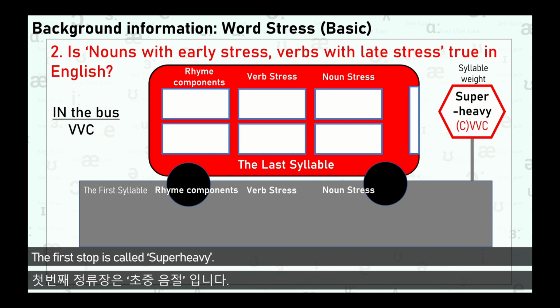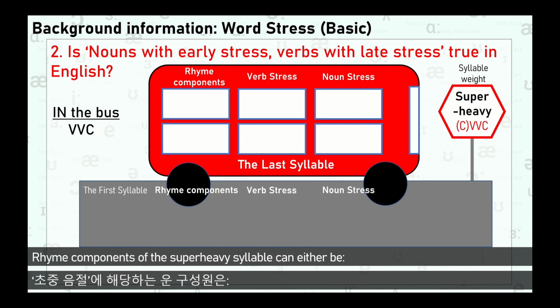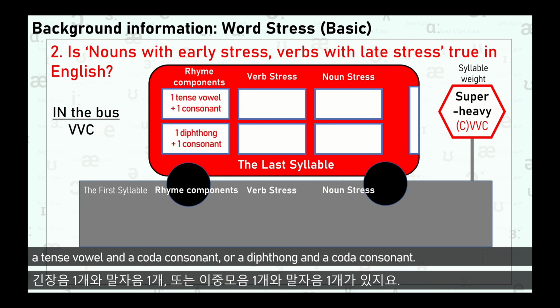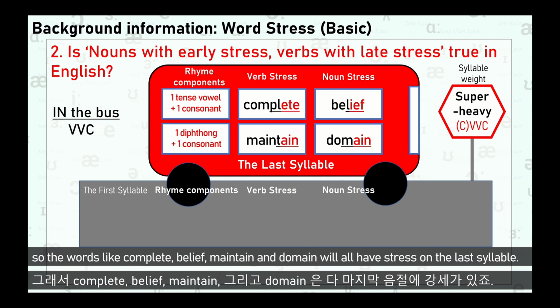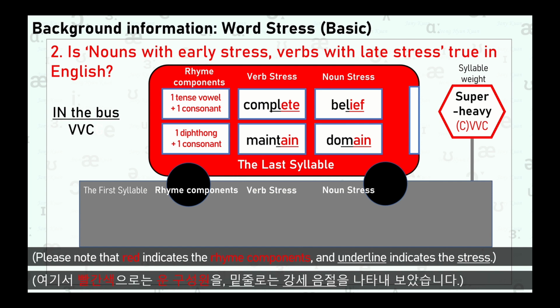The first stop is called super heavy. Rhyme components of the super heavy syllable can either be a tense vowel and a coda consonant, or a diphthong and a coda consonant. For both verbs and nouns, the stress tends to stay on the last syllable. So the words like complete, believe, maintain, and domain will all have stress on the last syllable. Please note that red indicates the rhyme components and underline indicates the stress.